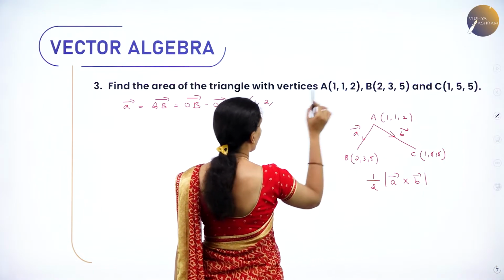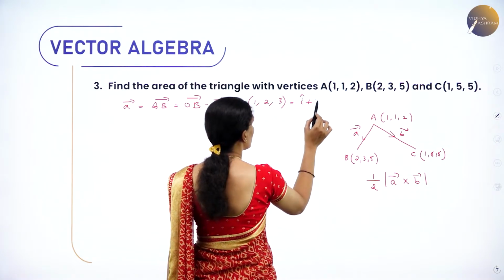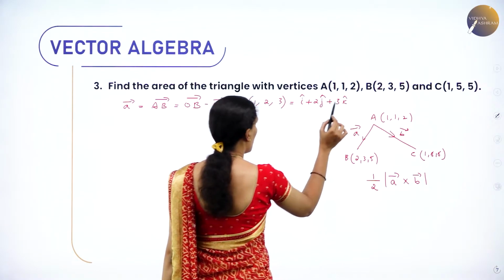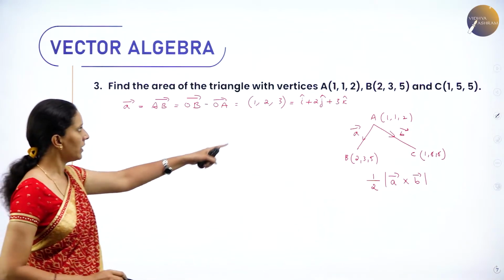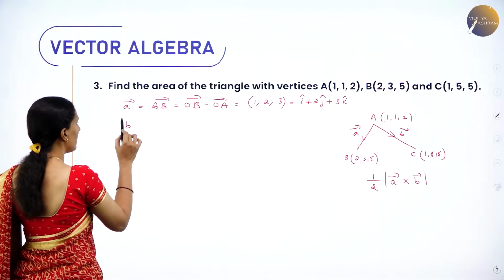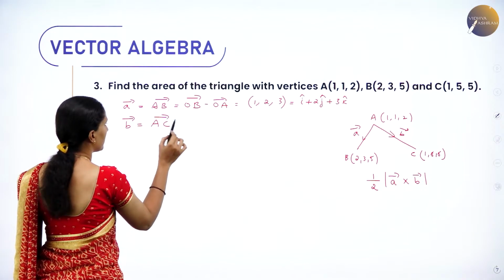Next, 5 minus 2 is 3, and this can be written as i plus 2j plus 3k. So this is the vector form of vector AB, and this is the coordinate form. Next we will take vector B. Vector B I will take as AC.